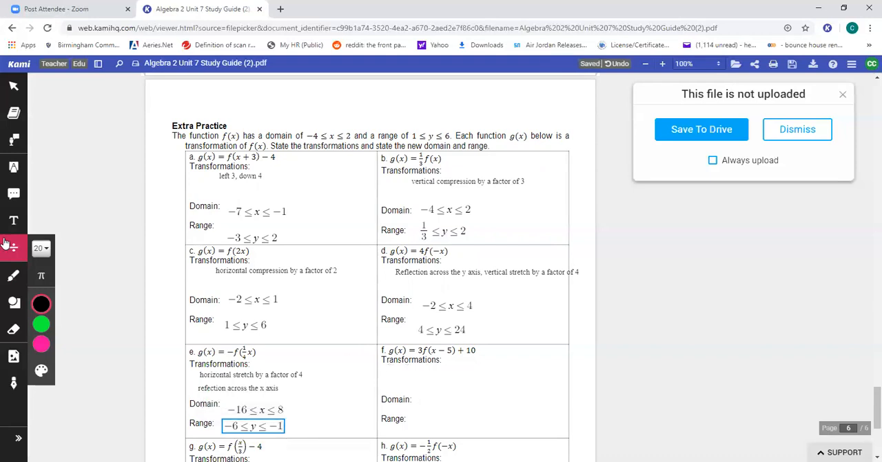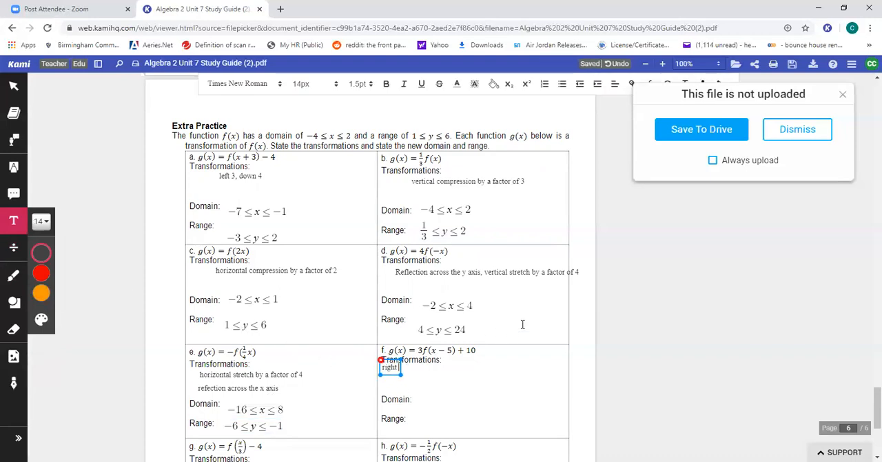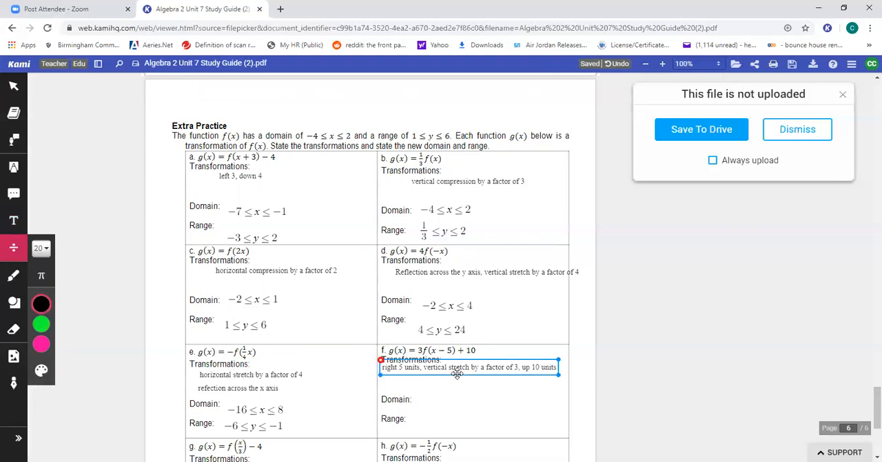For letter F, there are 3 transformations here. So you are going right 5 units, vertical stretch by a factor of 3, and then you're going to go up 10 units. So once again, which ones affect your domain? Well, it's the only ones that go left, right, or horizontal compression stretch. So it's only the right 5 which affects my domain. So your new domain should be, I'm going right 5, so it will be 1 less than or equal to x less than or equal to 7.